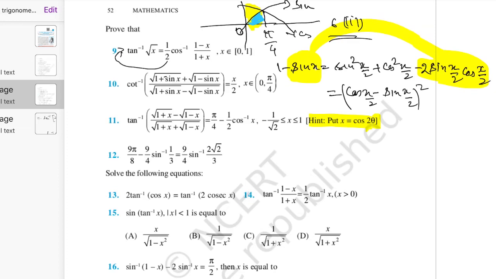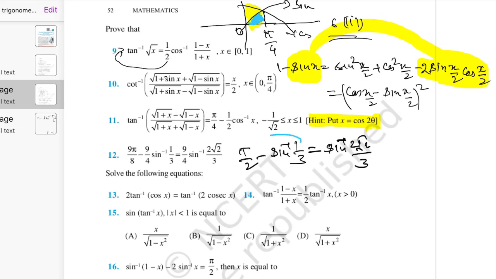In the 11th question, you have been given a hint: put x equal to cos 2 theta. In the 12th question, you can take 9 by 4 common from both the sides and cancel that common portion. On the left hand side, you are left with pi by 2 minus sin inverse 1 by 3, and the right side will become sin inverse 2 root 2 by 3.